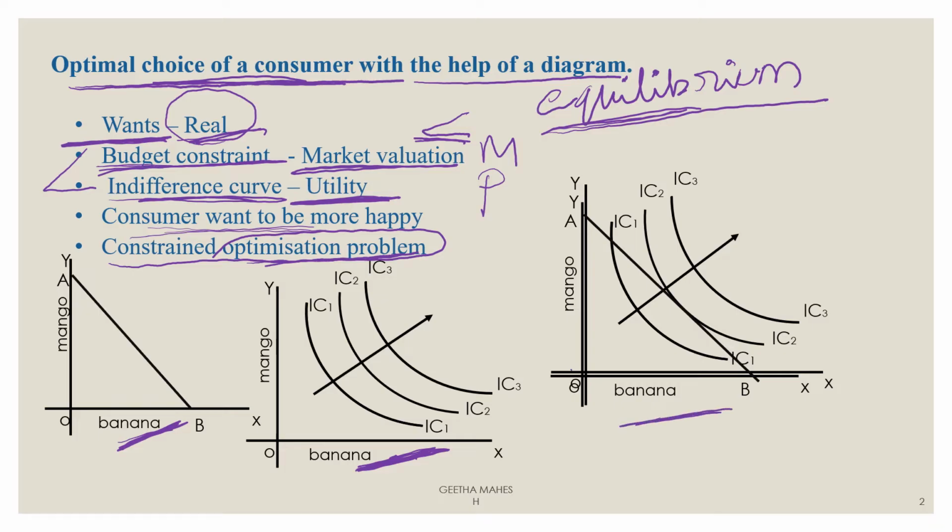You can see in this diagram, I tried to combine budget line and indifference map. In the indifference map, you can see there are three indifference curves, and we know that the higher the indifference curve, the higher the level of satisfaction. The lower the indifference curve, the lower the level of satisfaction. So always with a given income, the consumer tries to reach a higher and higher indifference curve which gives him a higher level of satisfaction. Let us understand this with the help of a diagram.